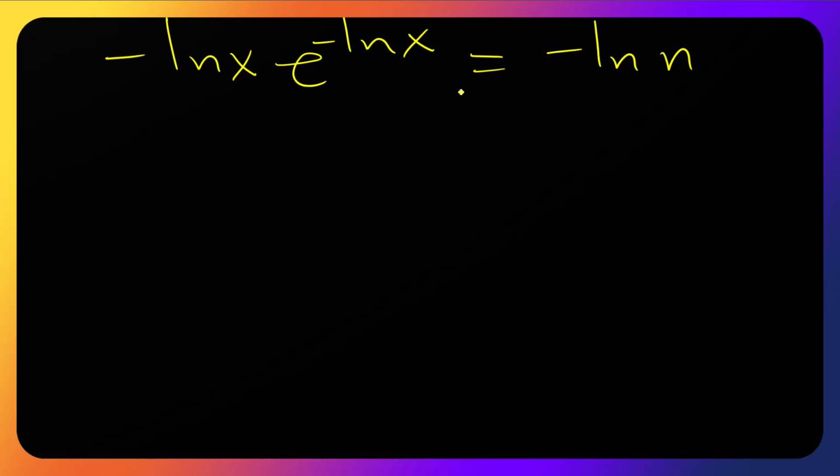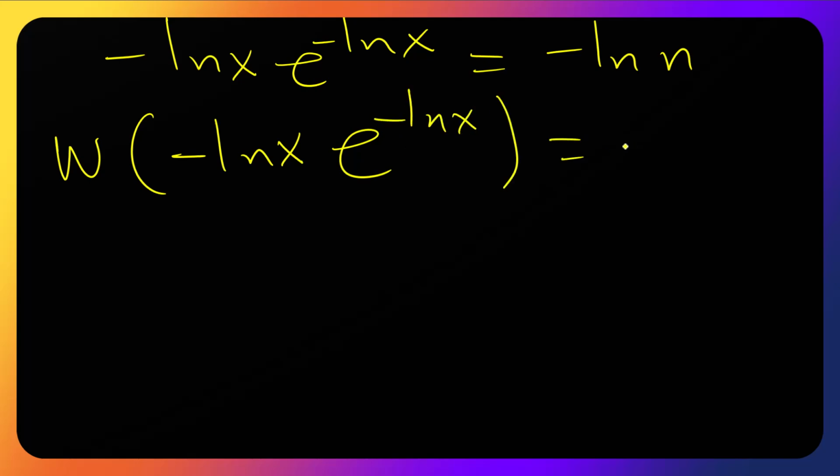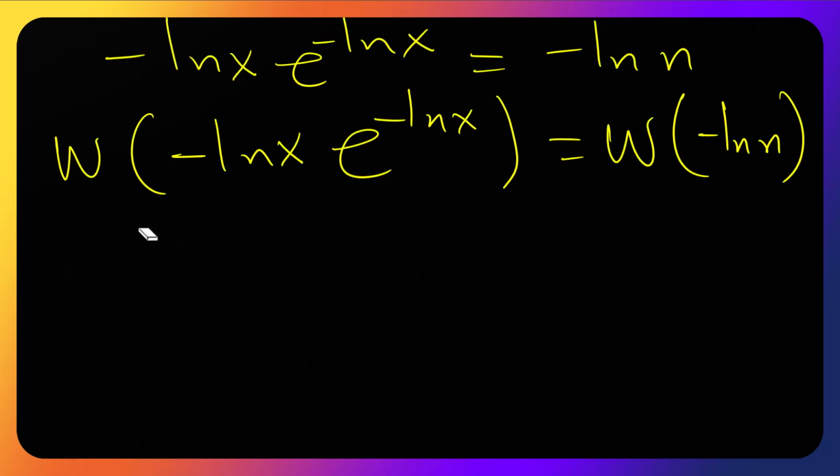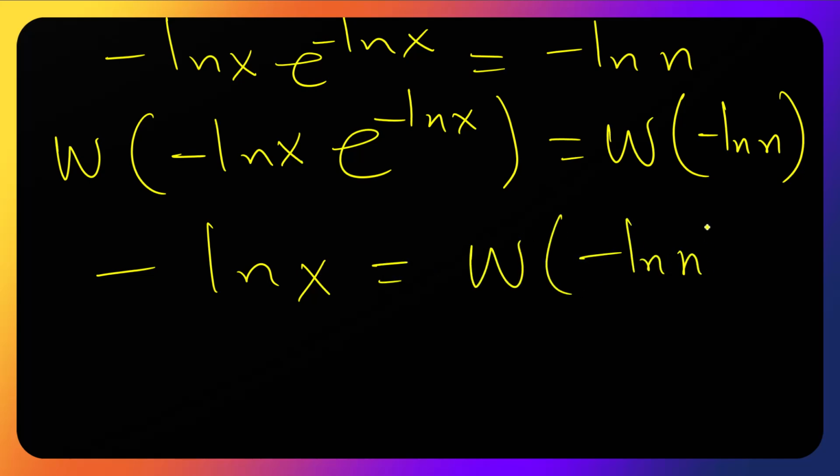So from here, we can take the W function of this times that, equals the W function of that. So remember the rule: when you take the W function here, the answer will be one of them. So my answer here will be minus ln of x equals the W function of minus ln of n.